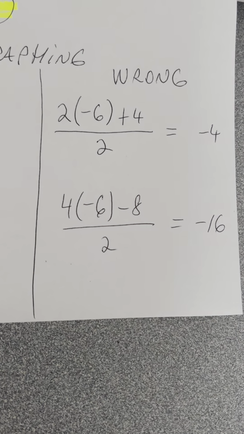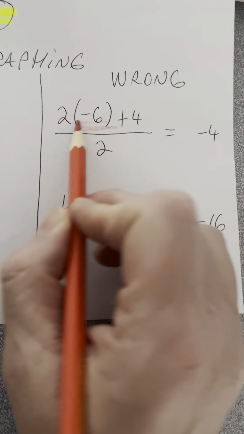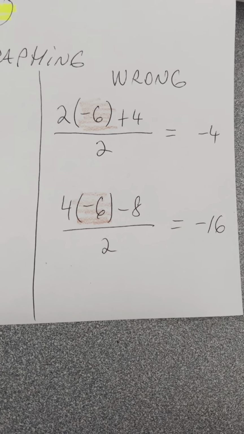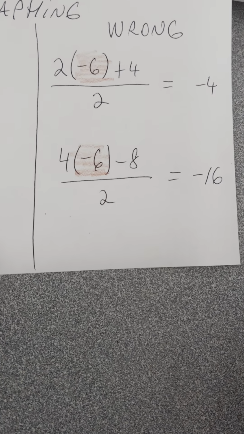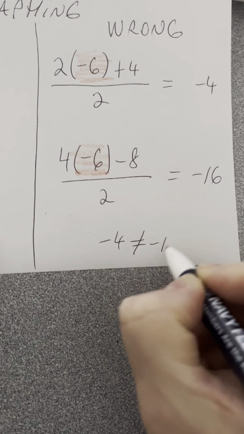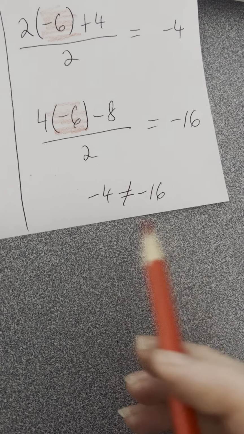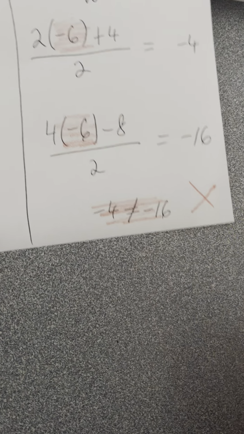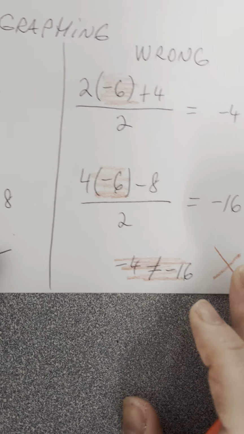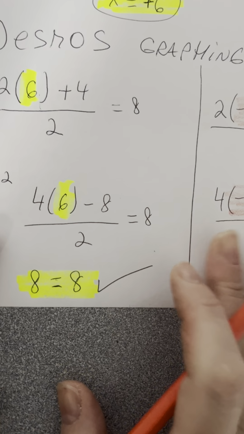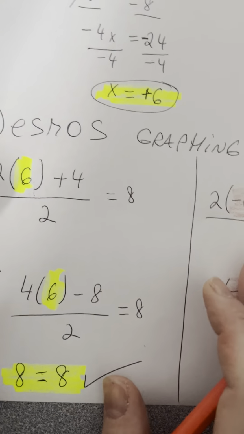So let's see, I'll use a red pencil to show you that's a wrong answer, because -4 does not equal -16. See that? So this is wrong. So I just want to show you how you could tell which one's right, which one's wrong. Okay, this one's correct. All right, you could check any of these problems I did today with this method.